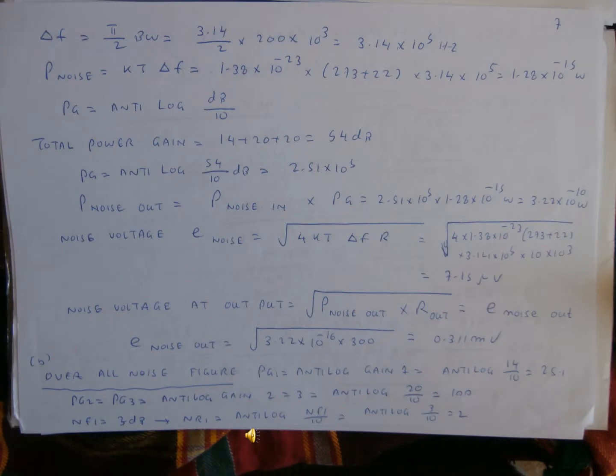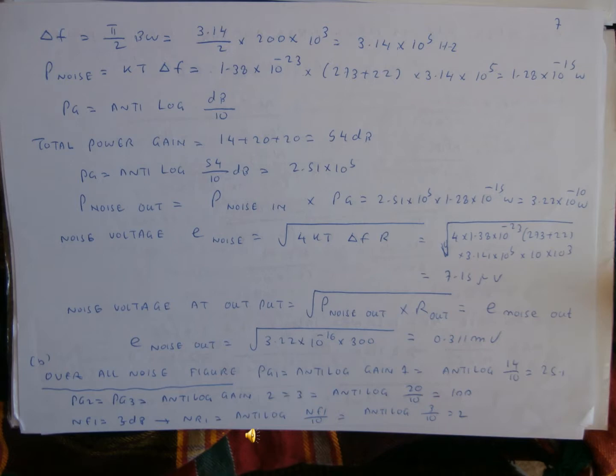We write down the equation delta F equals pi by 2 BW equals 3.14 by 2 multiplied by 200 multiplied by 10 power 3, so you get 3.14 multiplied by 10 power 5 hertz. So the noise power is calculated as P noise equals kT delta F, so 1.38 multiplied by 10 power minus 23 multiplied by 273 plus 22, multiplied by 3.14 multiplied by 10 power 5, so 1.28 multiplied by 10 power minus 15 watt.